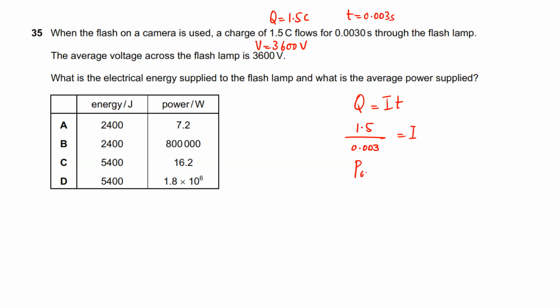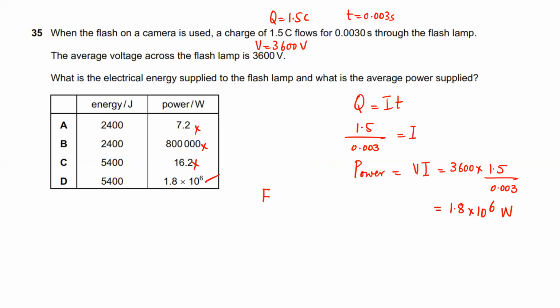For power, we know that power is equal to VI. V is 3600 multiplied by 1.5 divided by 0.003. If we do this calculation, we get 1.8 times 10 to the power 6 watts. Only one option suits; this is not an option, this is not an option, this is not. So we can easily say that answer D is the right option, but it is always good to calculate the energy.